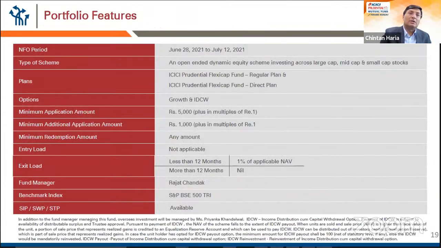And as far as the NFO is concerned, it is closing on 12th of July. Minimum investment is 5,000. However, it is not about the NFO. It is more about equity investing as a culture. In India, we are investing much lesser. Only 6% of our savings is in equity versus 40% in the US. And it's something which we need to think about.